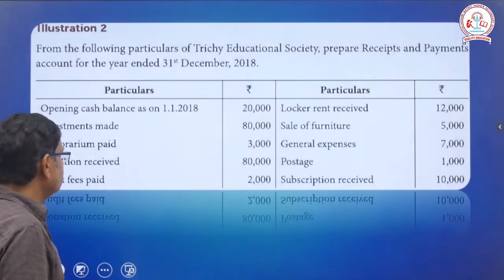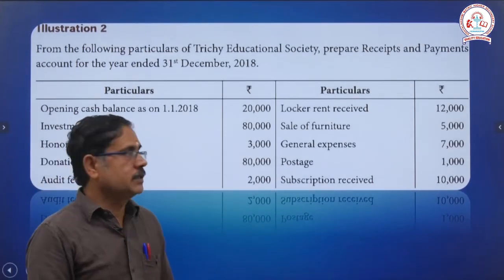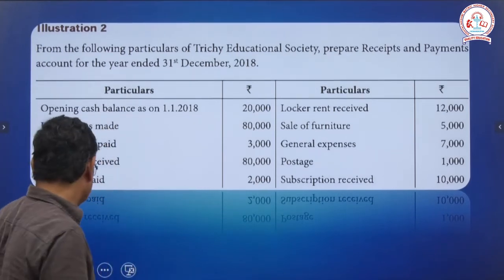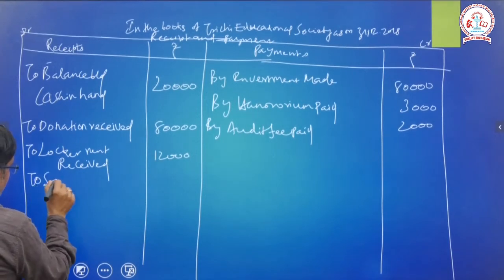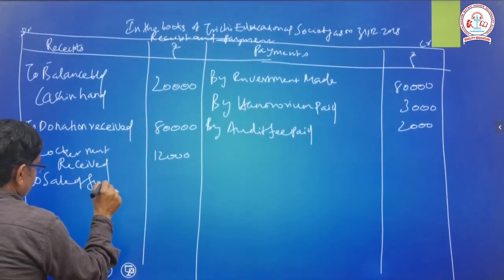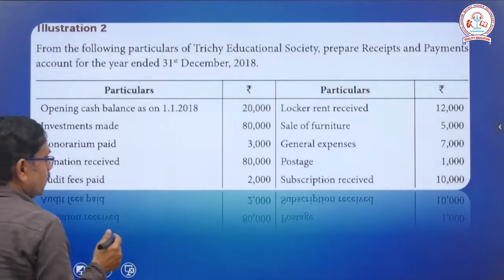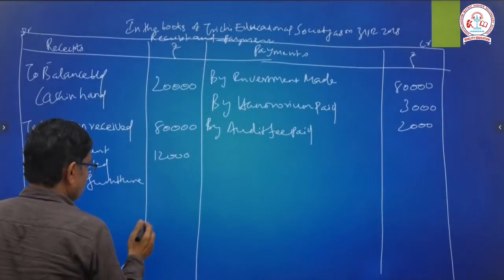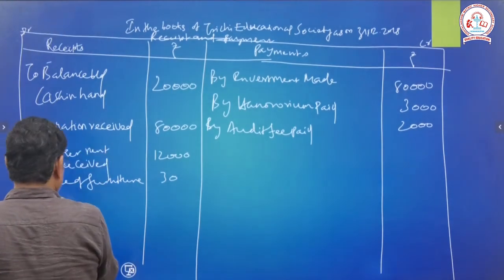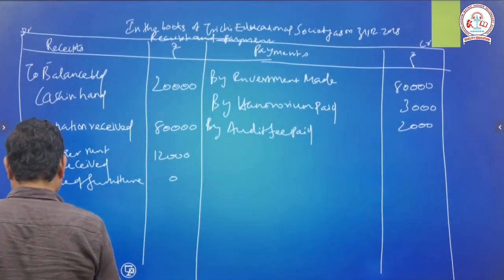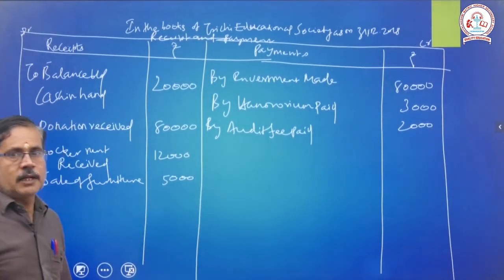Then next, sale of furniture. So we sold goods, we have furniture. We are receiving the income of rupees 5,000. So sale of furniture will move on the debit side, receipt side. Sale of furniture rupees 5,000, and write the value 5,000. Right. Next we will move on.